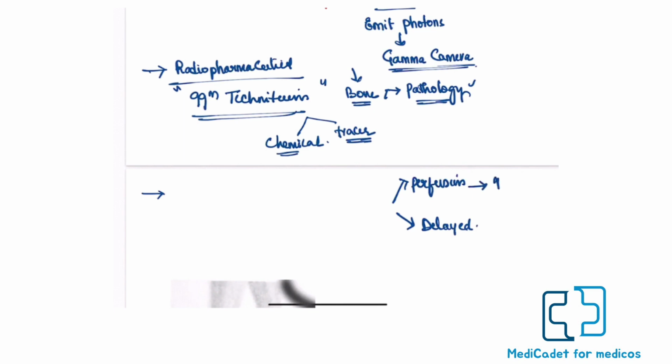So perfusion phase is where there is an increased vascularity. You can see there is increased uptake of this particular product. So you say there is a hypervascular area where there is an increase in perfusion phase. What is delayed phase? This is 3 hours after infusion. That is the delayed phase, and this is the bone phase.